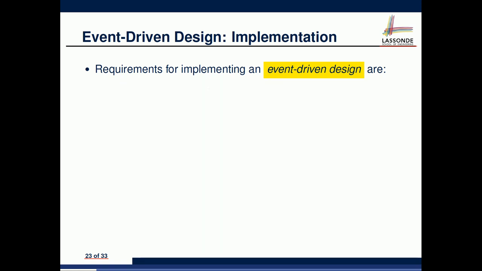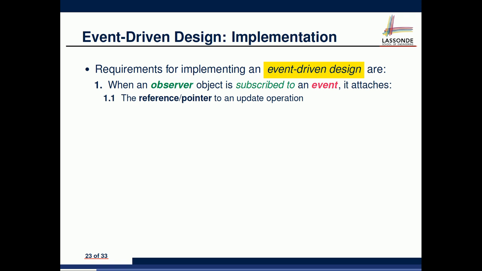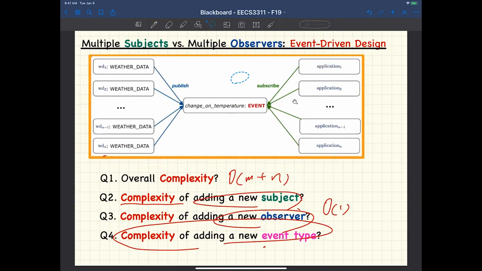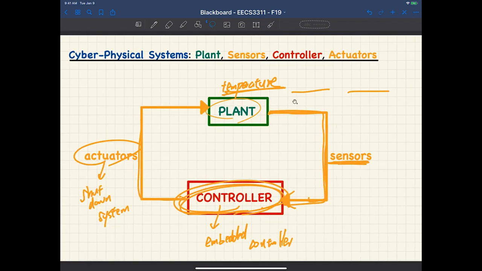Let me go over one more slide with you and then we'll see code. When you actually want to subscribe to an event, what do you have to link to the events? Here's the thing. You have to somehow link the object itself and the update operation. Let me just draw the diagram for you over here. That's the part that's a little bit difficult to see because that's not something you have done so far.